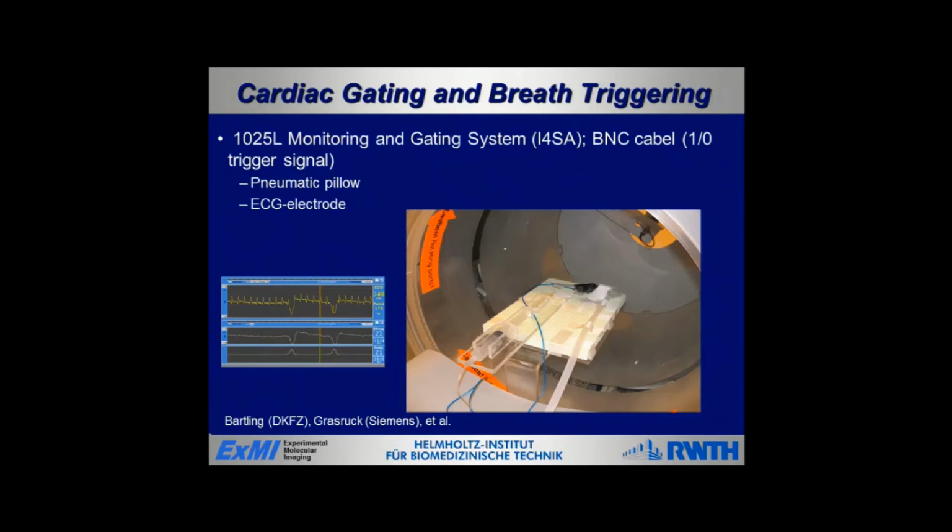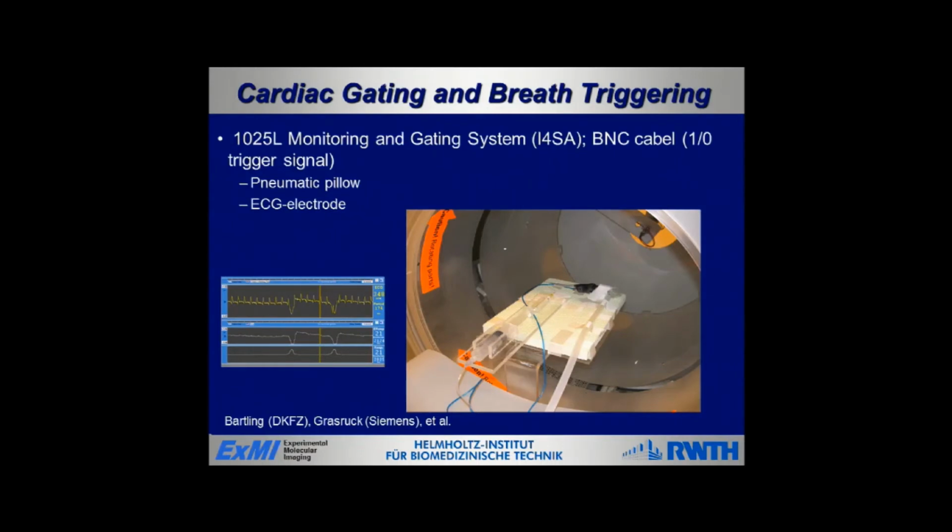Often you also have to do gating because particularly heart and lungs are moving in the animals. You have to compensate for that. There are different ways how you can do that. In all ways, you need the information about the respiratory motion and the information about the heart action. You can do that by using a small animal imaging gating system, by using electrodes for measuring the heart action, a pneumatic pillow, for example, for measuring the respiratory motion.